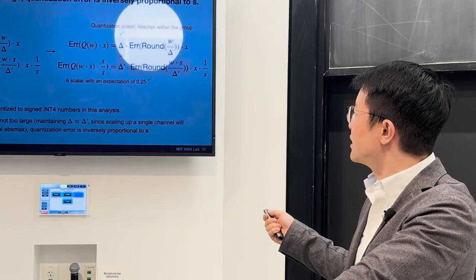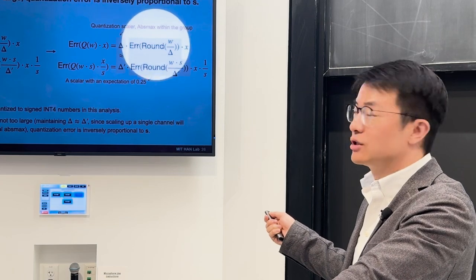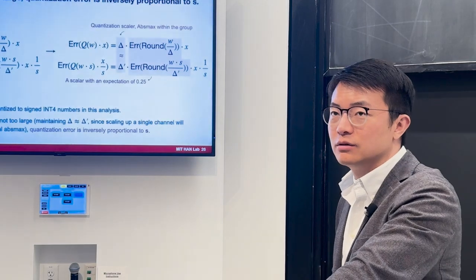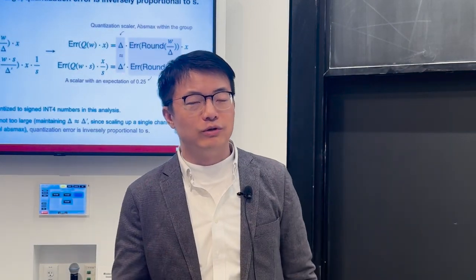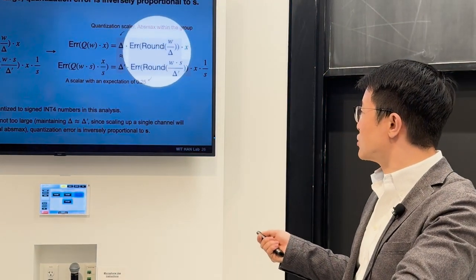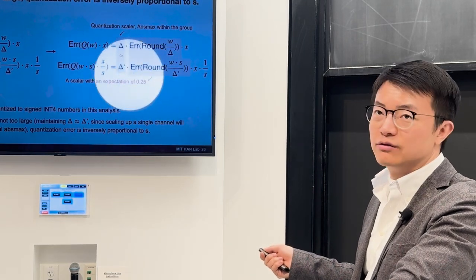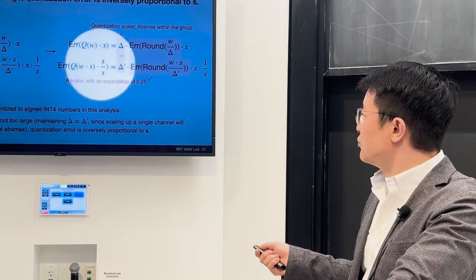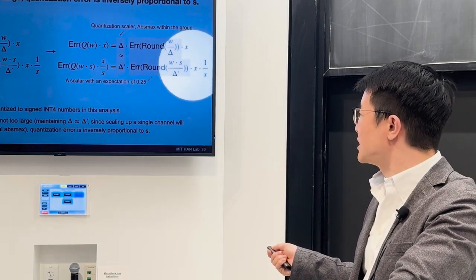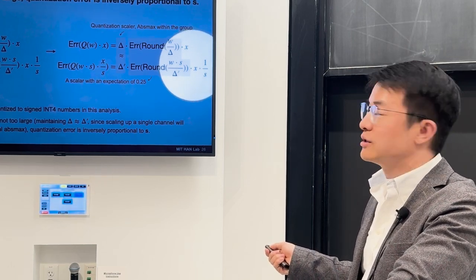Delta, the quantization scalar, is the ABS max within the group, so it has no error. All the error comes from this rounding function. The rounding function error ranges from 0 to 0.5, so the expectation is 0.25 if you have a lot of numbers. And if you have the scaling factor s here, s is multiplied with w and x is divided by s. Since we are scaling them up, s is greater than 1.